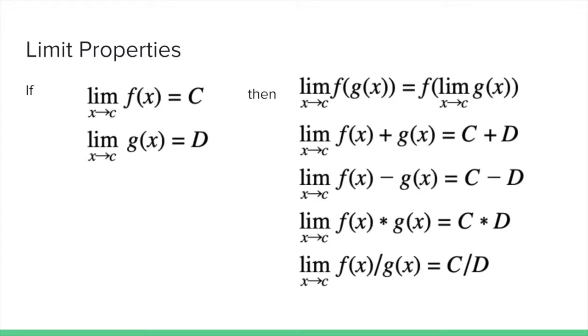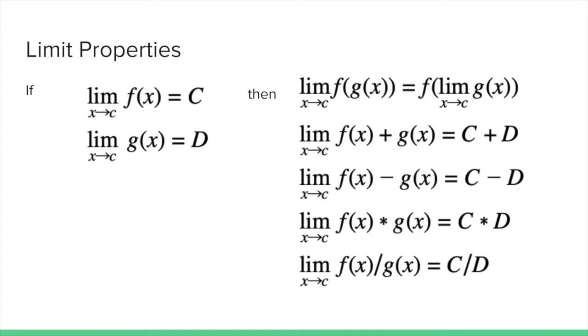And what our limit property allows us to do in here is split the limit into two, saying that we can take the limit as x approaches c of f of x individually, which we know is c, and the limit as x approaches c of g of x, which we know is d, and then add their two values. So we can say that the limit as x approaches c of f of x plus g of x is equal to the limit as x approaches c of f of x plus the limit as x approaches c of g of x, which we know is c and which we know is d, and we just add them to get c plus d.